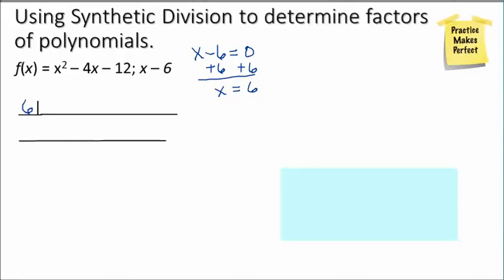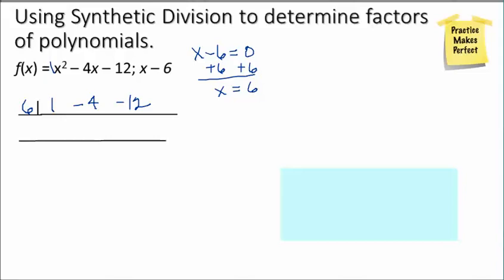Now I'm going to bring down each of my coefficients. There's a coefficient there in front of the x squared. I've got x squared, a linear x, and then just a constant of negative 12. So I'm not going to need any placeholders. So bring down those coefficients, positive 1, negative 4, and a negative 12.